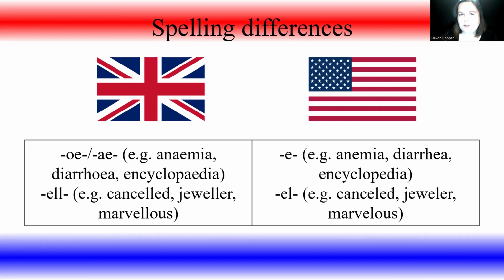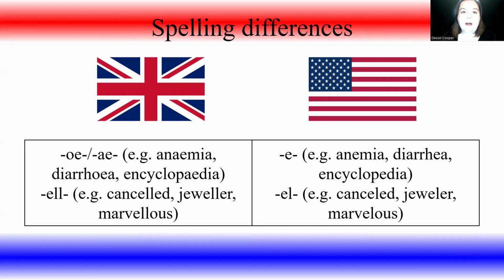And these can be a little more systematic in terms of just letter patterns, I guess. So in British English, where there's an OE or an AE combination, words like anemia, diarrhea, encyclopedia, these same words in American English are going to be spelled just with an E. So anemia, diarrhea, encyclopedia, same pronunciation, different spelling. British English tends to use the double L in words like canceled, jeweler, or marvelous, whereas in American English, we have simplified it into the singular L.